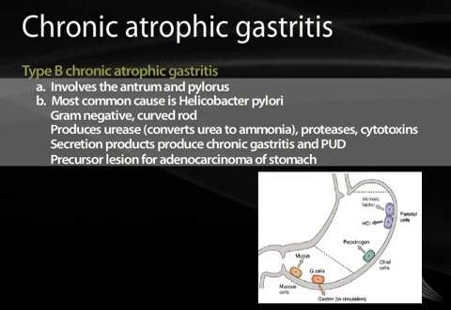The most common cause is Helicobacter pylori infection. H. pylori is a gram-negative curved rod, and it produces urease, which converts urea to ammonia, and it produces proteases and cytotoxins.